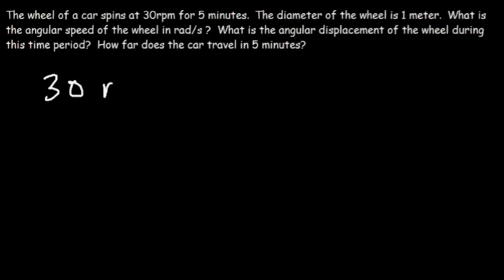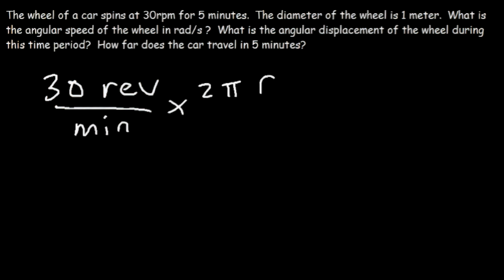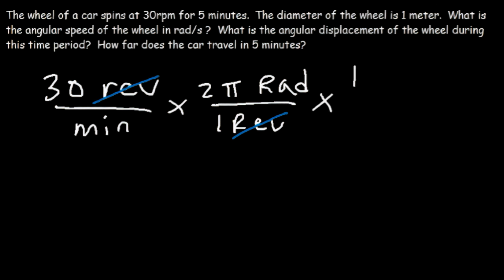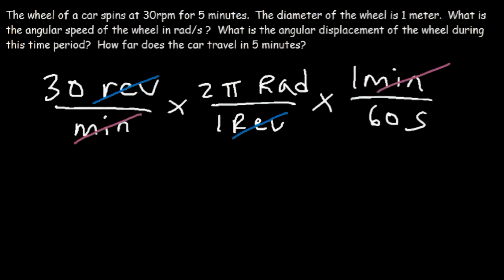So 30 revolutions per minute. And we know that there's 2 pi radians in 1 revolution. 1 revolution is a full circle, which is 360 degrees, and that's equal to 2 pi radians. So the unit revolutions cancel. And now let's convert minutes to seconds. 1 minute is equal to 60 seconds. So now we have the units that we want, which is radians per second.